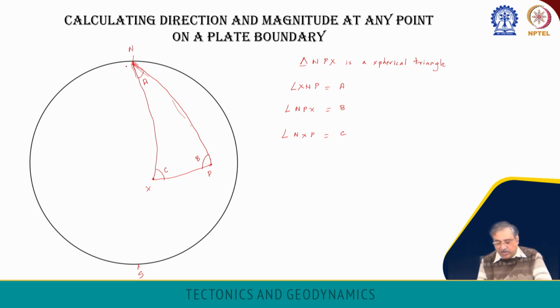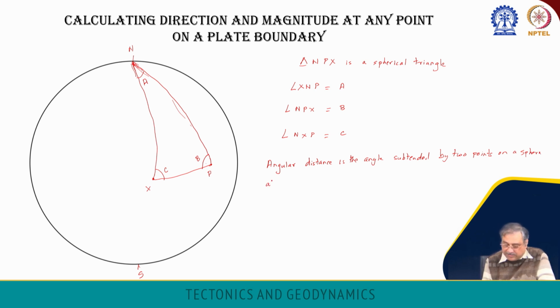Now what does this angular distance mean? The angular distance is the angle subtended by 2 points on a sphere at the center of that sphere.